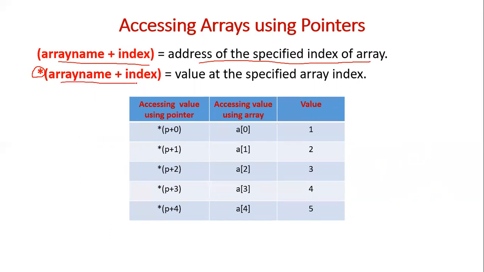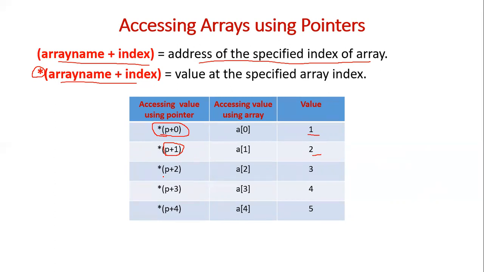Okay. So star of p plus 0 represents value at... p is what? 1000. 0 means nothing. 0 into 4 is 0. So value at 1000 is 1. Star p plus 1 is what? p is 1000. 1 means you have to multiply by 4. That is the scaling factor. So 1004. So value at 1004 is 2.